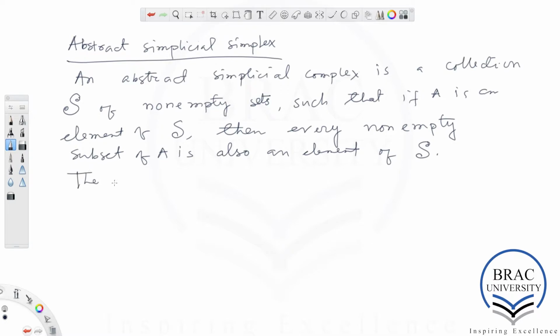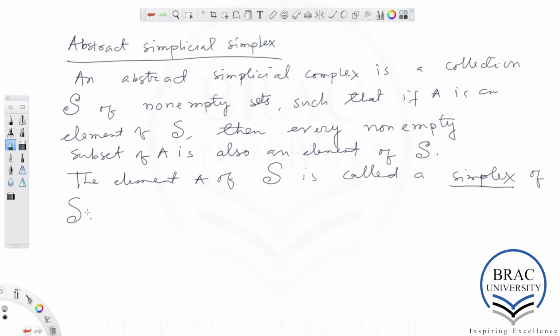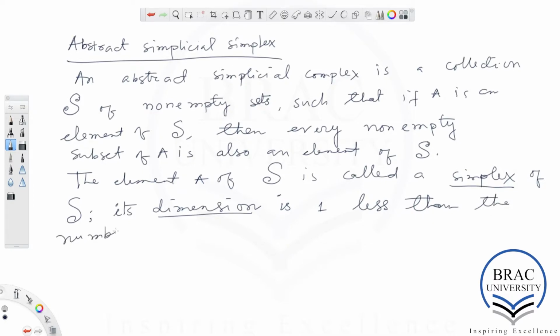So the element A of S is called a simplex of S. Its dimension is one less than the number of its elements, or the cardinality of the set.